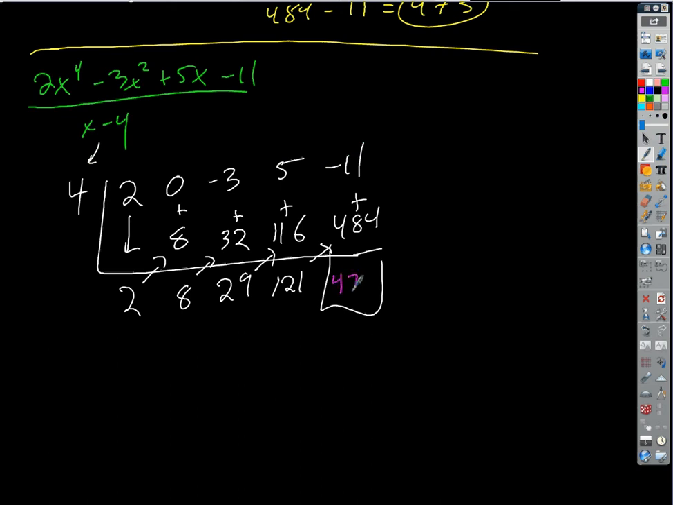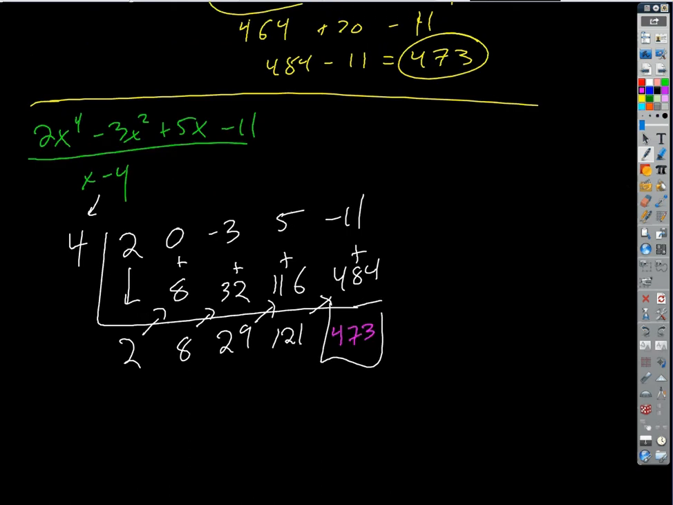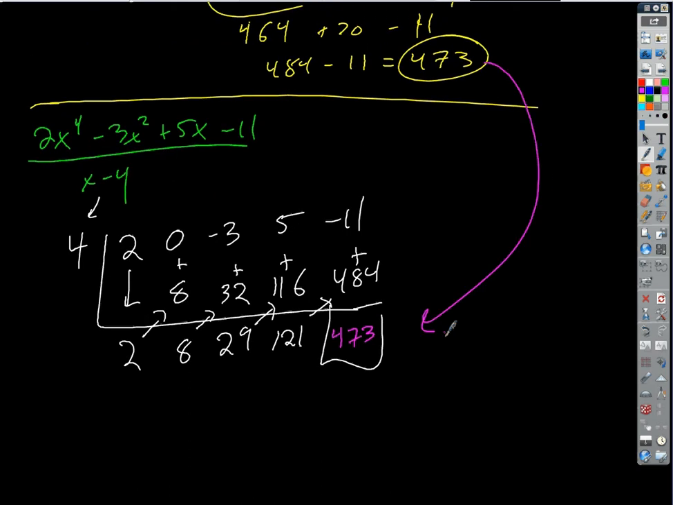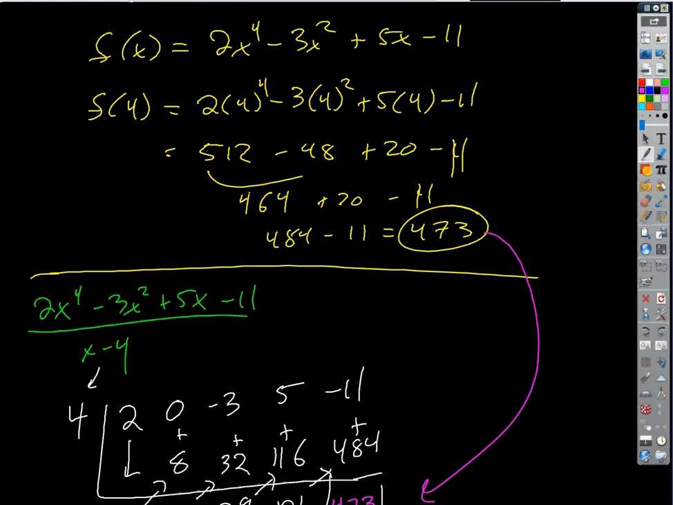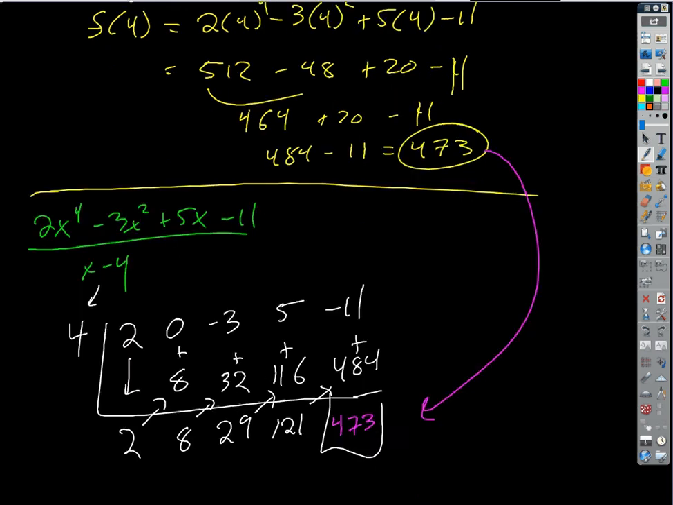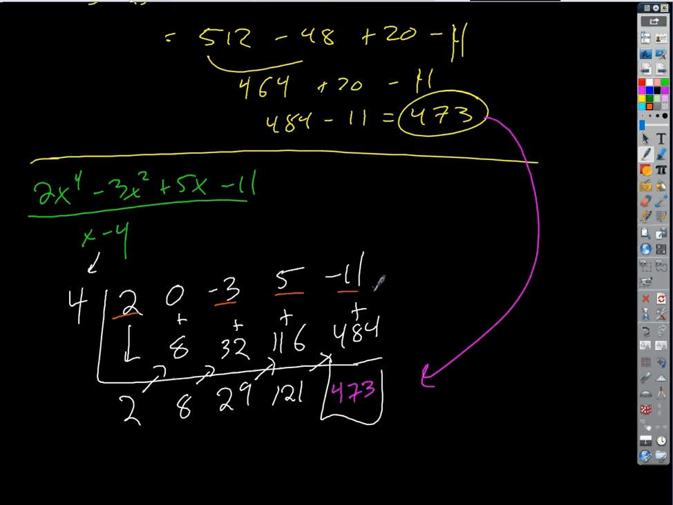483. 747. Well, what do you know? Right? But isn't that easier? So if we wanted, we didn't even have to write this out as a quotient, did we? All we really had to do, if I wanted to evaluate my original polynomial at 4, all I had to do was write the coefficients in my synthetic bracket, which is what I did, right?